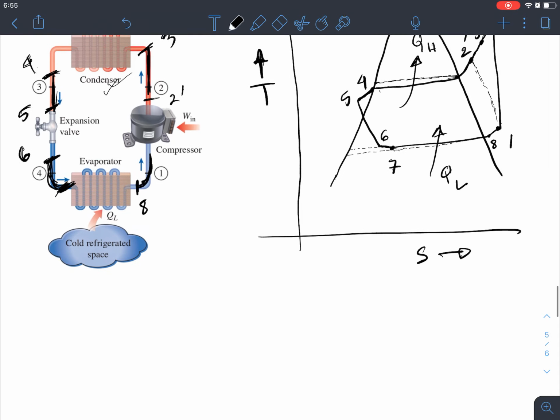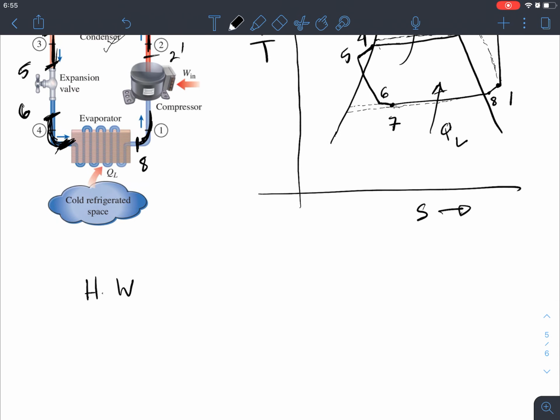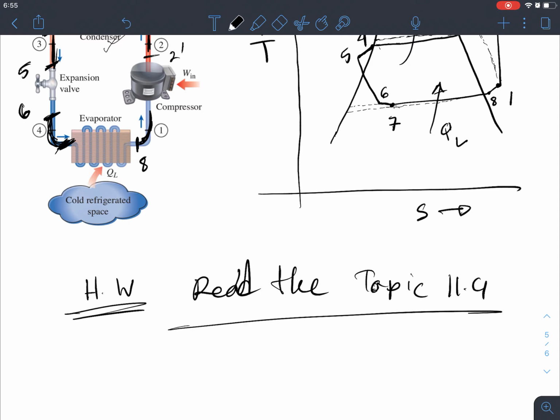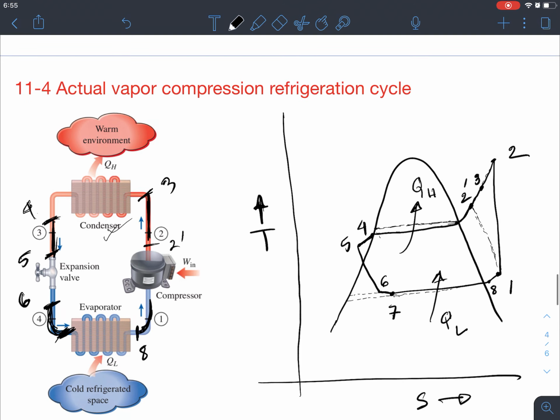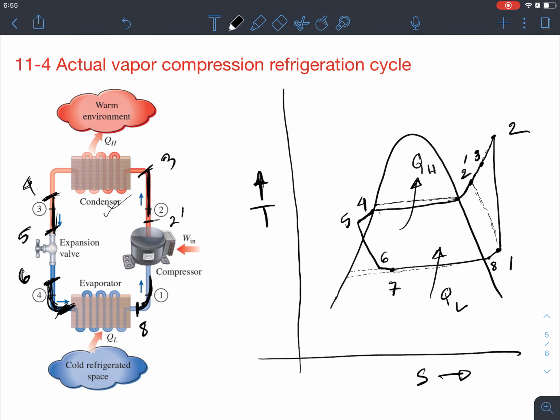That's all for today's class, but your homework is to read section 11.4 to better understand and go over the points we discussed, like how the piping loss, or pressure loss, in these ducts or pipes happens, and to go over all of these individual pipes.